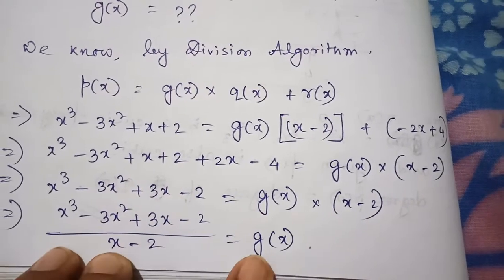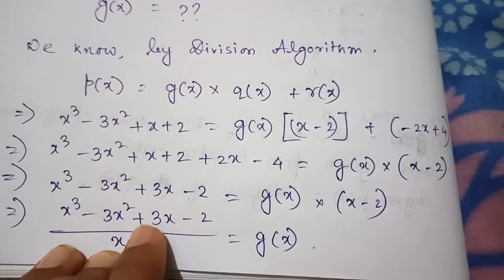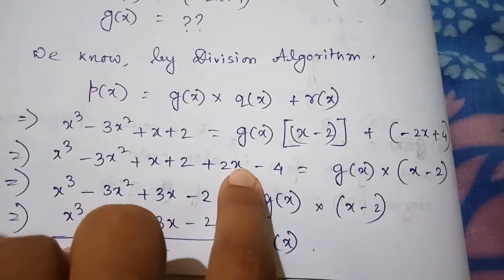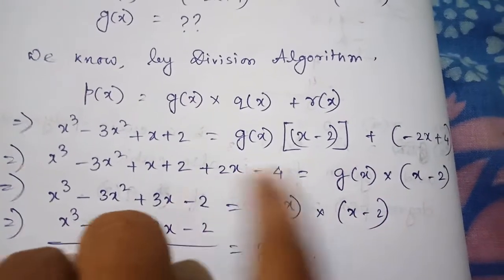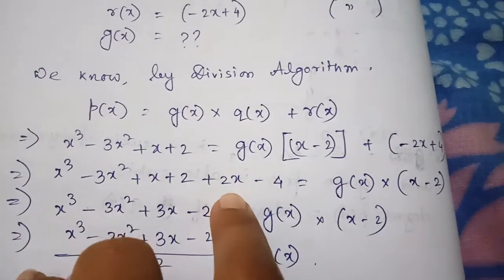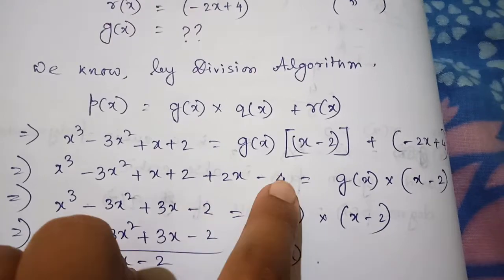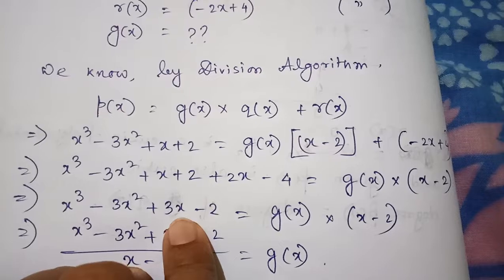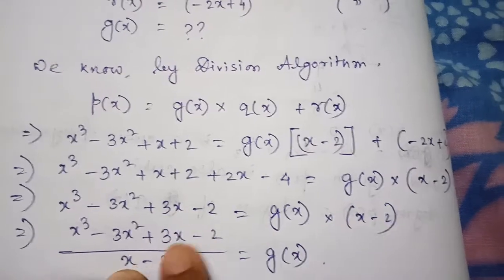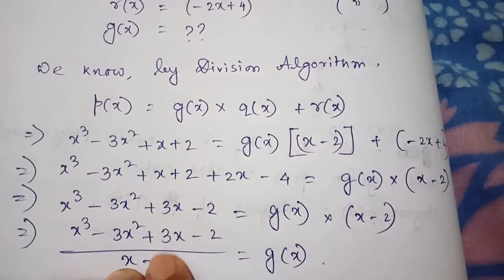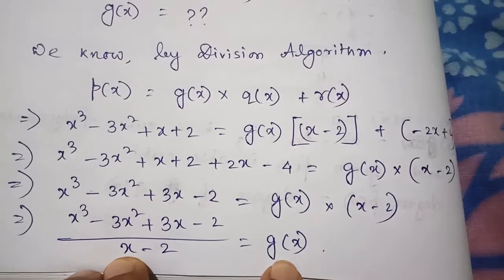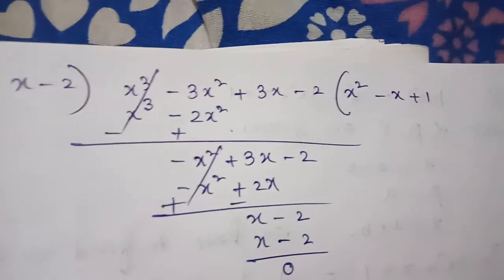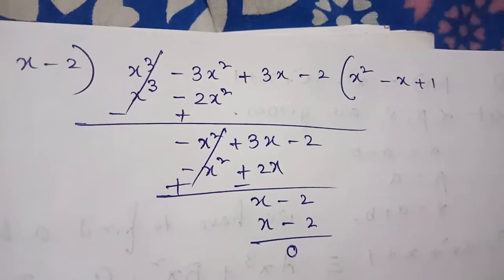And finally we are getting g(x) equals this divided by x minus 2. This is how we have got it. We have taken this one to the left hand side and then done the calculation for this. So we have got this and then taken it under, meaning the division. So it is g(x). When we are dividing that, we are getting the quotient as x square minus x plus 1.